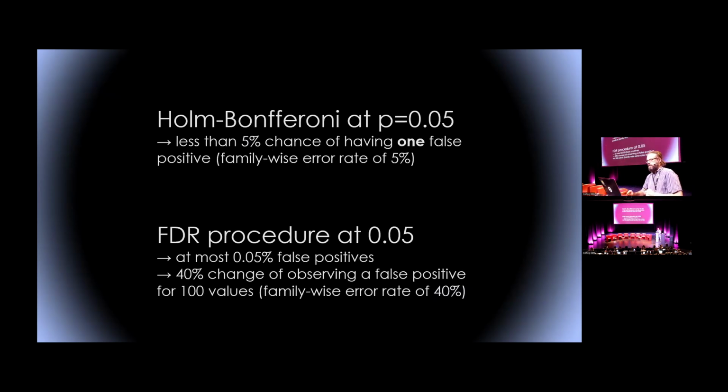And what's important to understand here is that they correct for different things. So Holm-Bonferroni really controls the family-wise error rate. So we have less than 5% chance of having one false positive. FDR doesn't control for family-wise error rate. Instead, we have at most 5% false positives. So for example, we have 40% chance of observing one false positive if we have 100 values. So these are different types of correction. In practice, FDR is widely used in the neuroimaging community when you don't use the MAX or the cluster method.